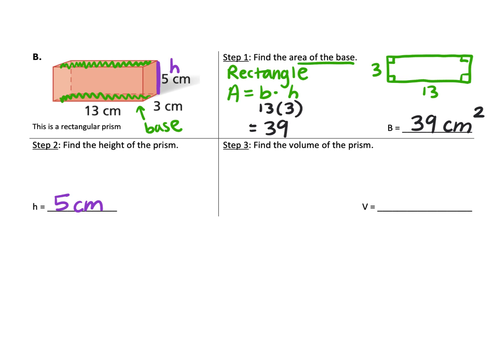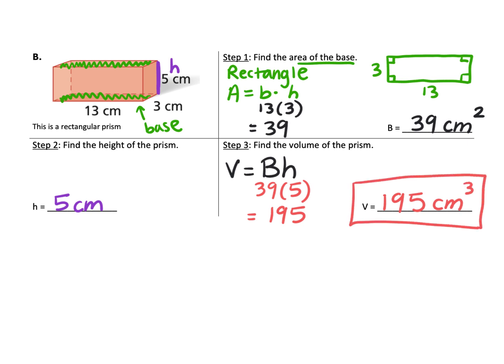And now we can go ahead and find the volume by taking the area of the base from step 1 and multiplying it by the height from step 2. So that's 39 times 5, and that's 195. So my volume is 195 cubic centimeters.